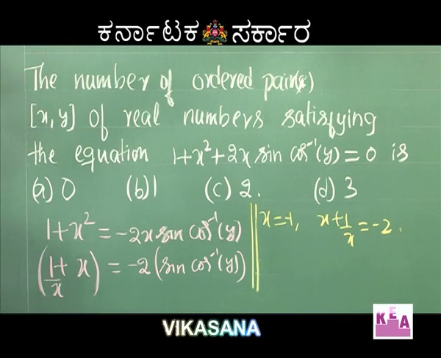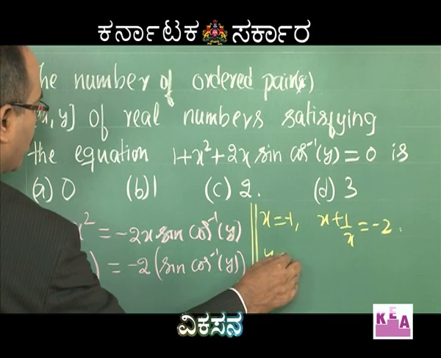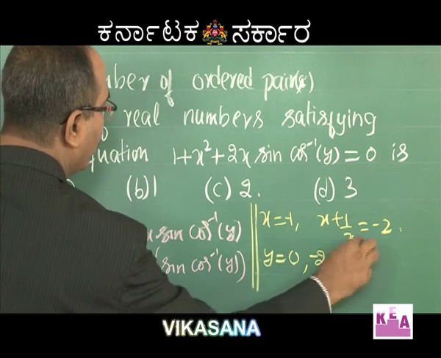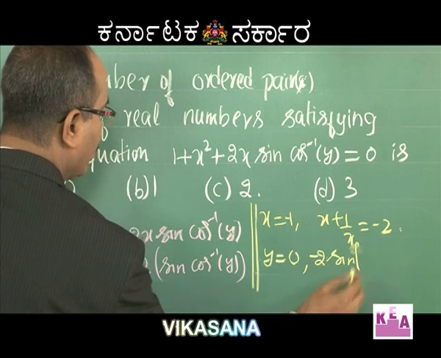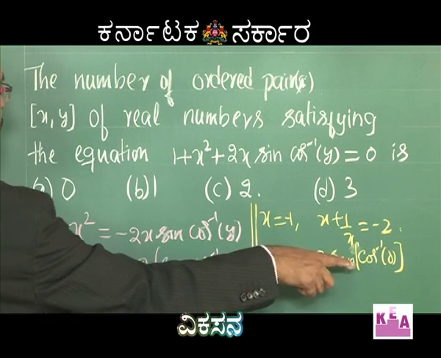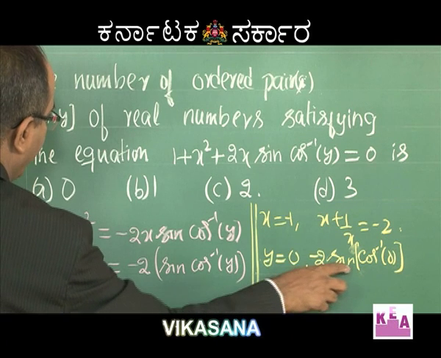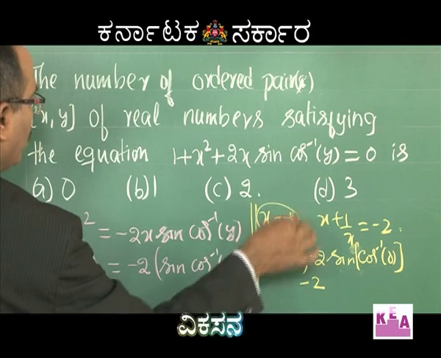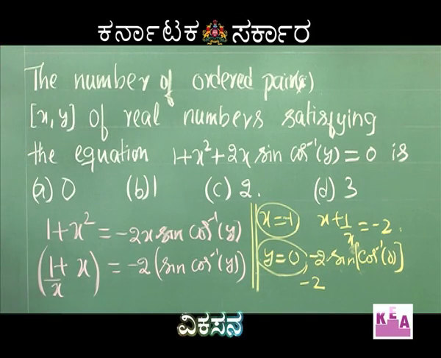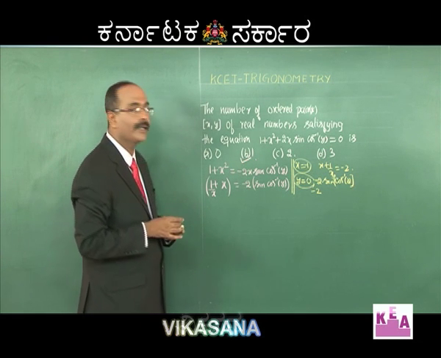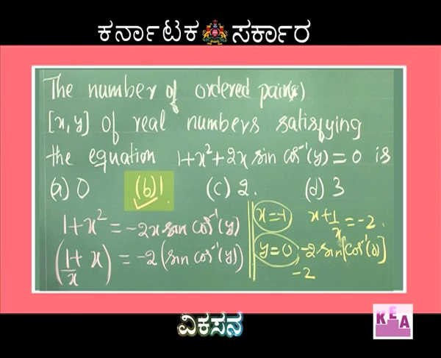That is one possibility. And y is equal to 0, we will get minus 2 sine of cos inverse of 0. Cos inverse of 0 is what? Pi by 2, and sine of pi by 2 is 1. Minus 2 into 1 is minus 2. So, the only possibility is x is equal to minus 1 and y is equal to 0. So, the ordered pair is minus 1, comma 0. The only one possibility, that is option B, is correct. Got it, dear students? Now, let us go to the next problem.